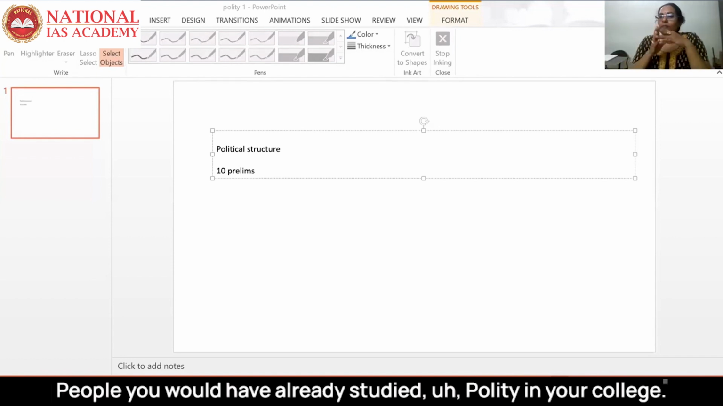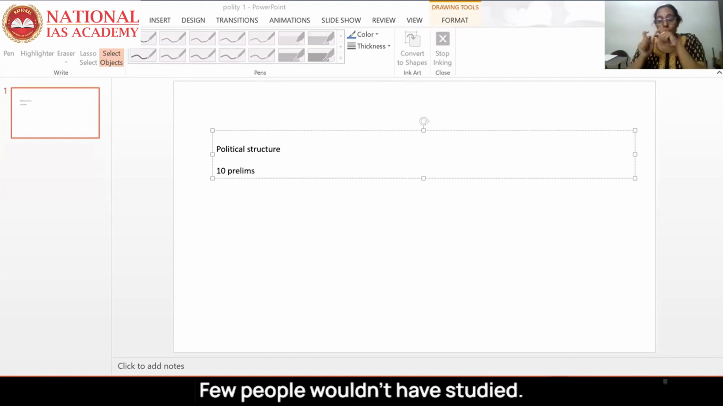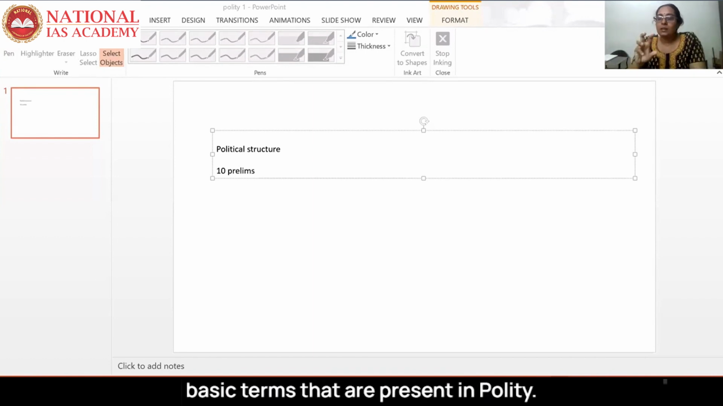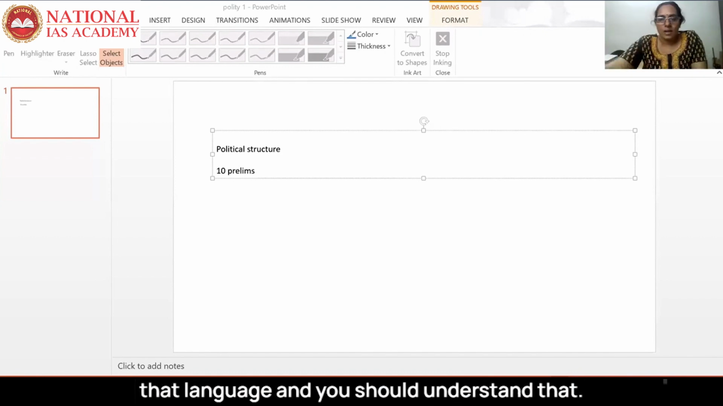You would have already studied polity in your college, so you'll know the basic definitions and the basic concepts. A few people wouldn't have studied. So today we will try to understand basic terms that are present in polity. Once you understand the terms, further I'll be using that language and you should understand that.